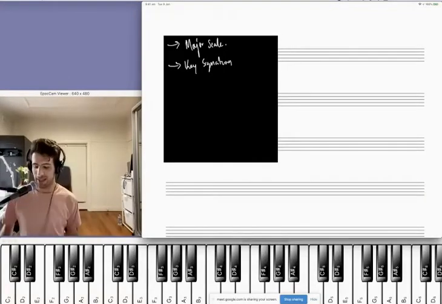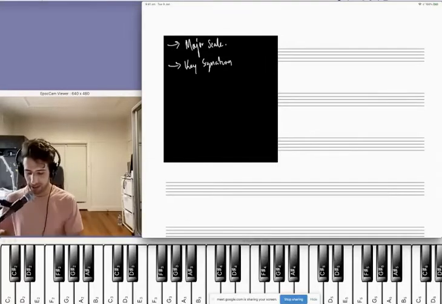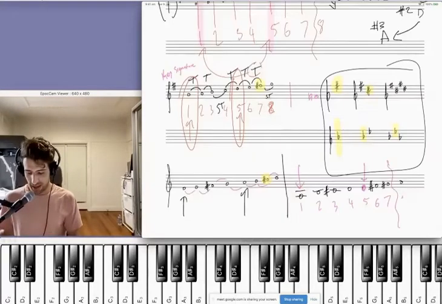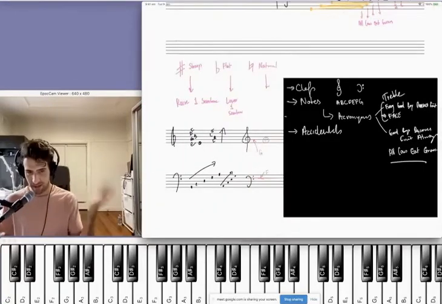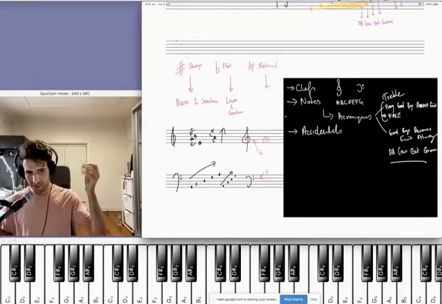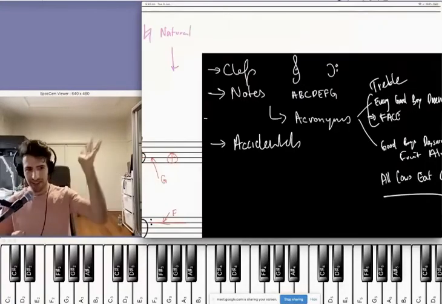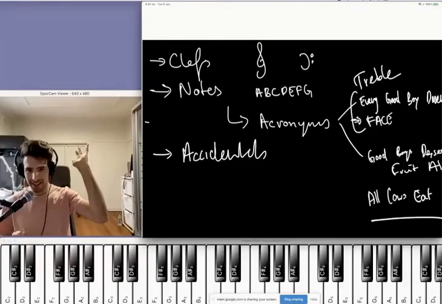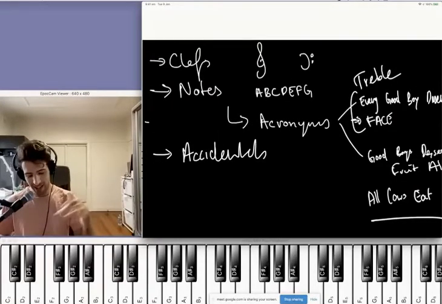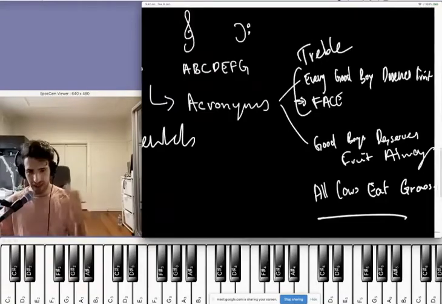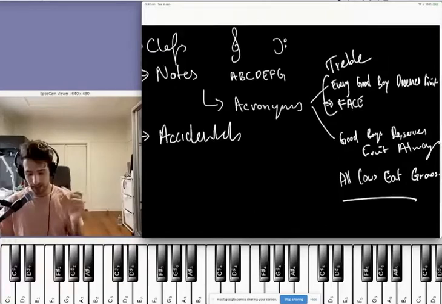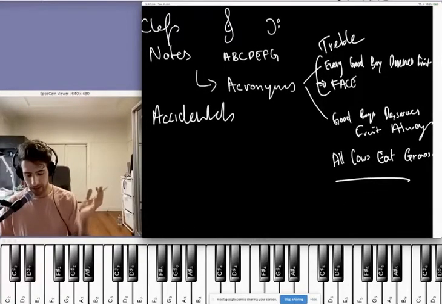Okay, friends. Slight recap on what we've been doing over the past couple of days. As I mentioned over the first couple of days, we started right from the beginning. Clefs: treble clef, bass clef. Refer to the treble clef as the G clef, bass clef as the F clef. Notes are this continuing cycle of letters, A to G, and then continue ad infinitum. For treble clef, every good boy deserves fruit for the lines, and F-A-C-E for the spaces. For bass clef, good boys deserve fruit always for the lines, and all cows eat grass for the spaces.